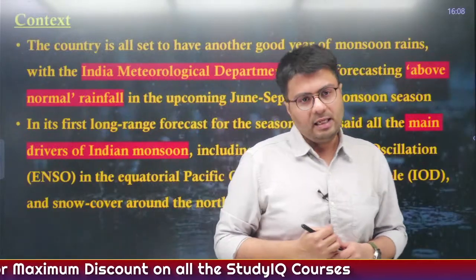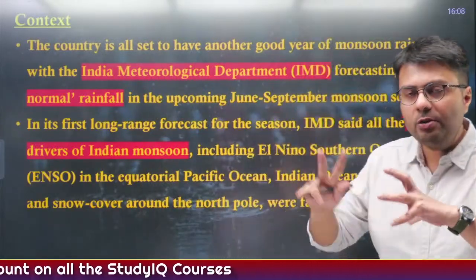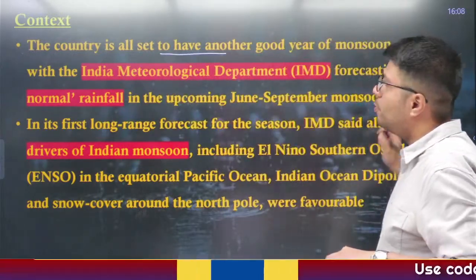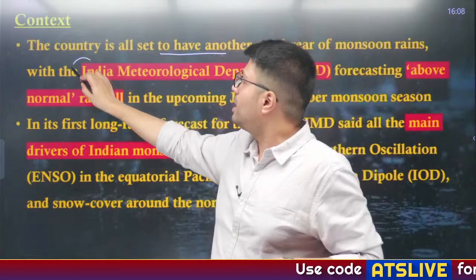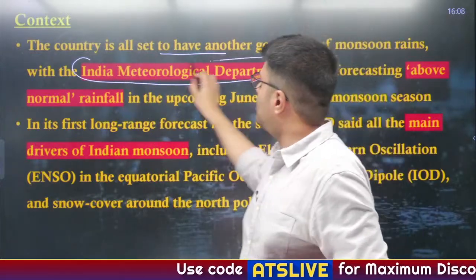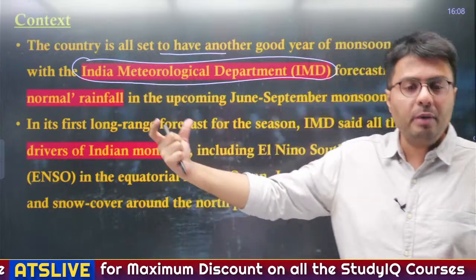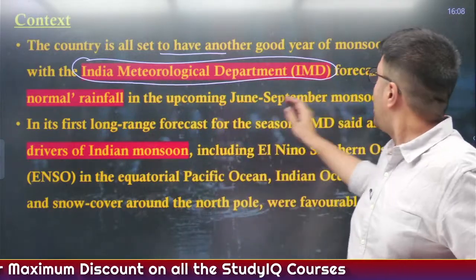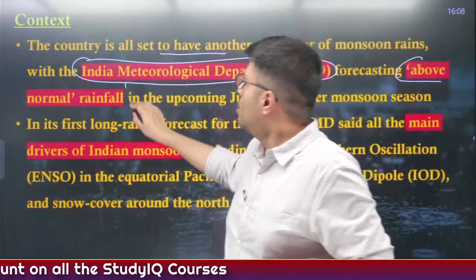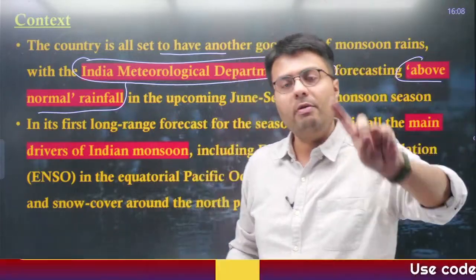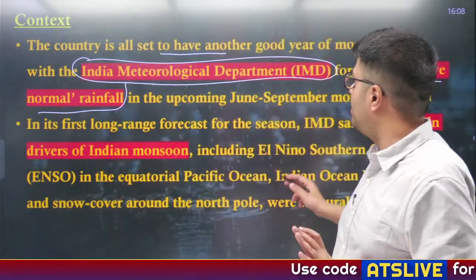Now let us understand the context of this article. According to this article, the country, that is India, is all set to have another good year of monsoon rains, as the Indian Meteorological Department, which is the apex authority responsible for forecasting the monsoon in India from the government side, is forecasting above normal rainfall. So what makes a rainfall above normal rainfall or below normal rainfall? We'll try to understand this in today's discussion.